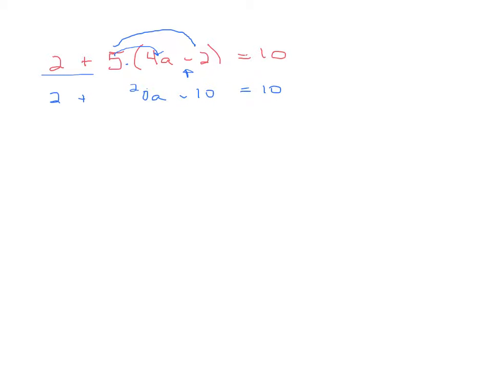And now we have a problem that looks very familiar from what we were doing before. So we can simplify by putting together like terms. The 2 and the negative 10 can go together to be negative 8. We have our 20a here. Can't do anything with that. Now we can go ahead and solve this problem. We can actually get to the solving at this point because up until this point we've just been simplifying.